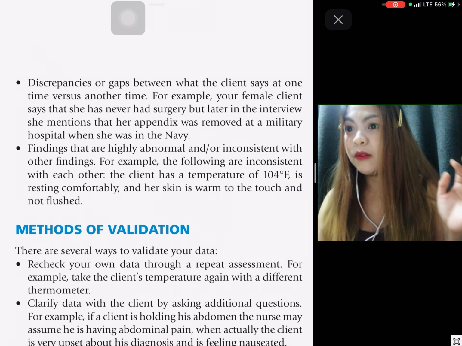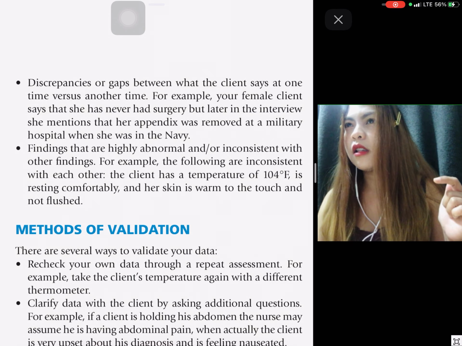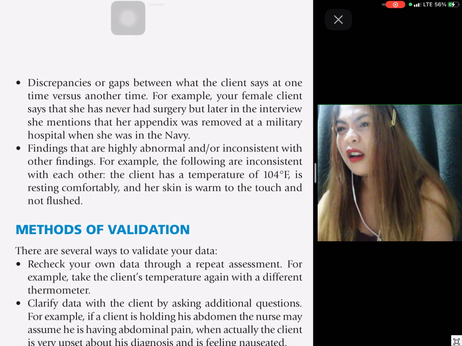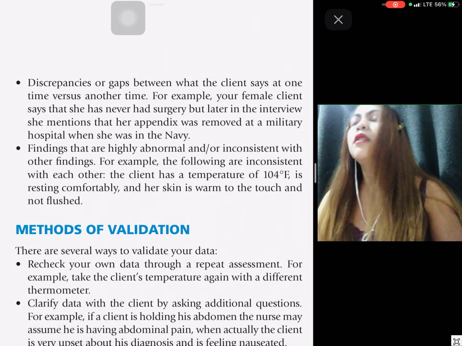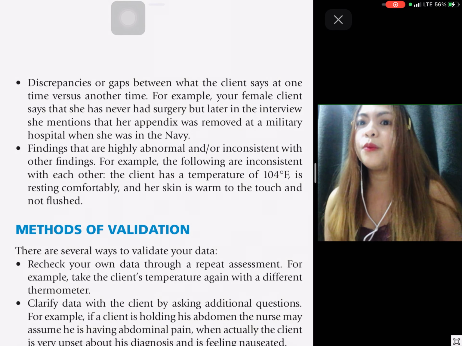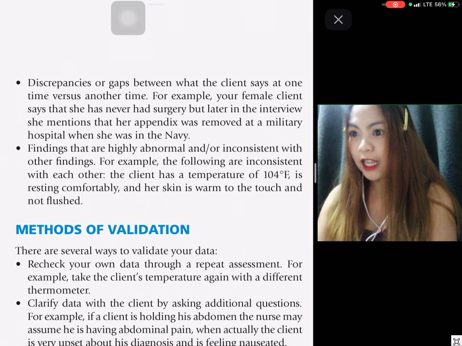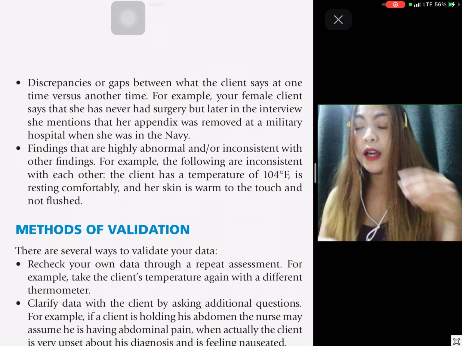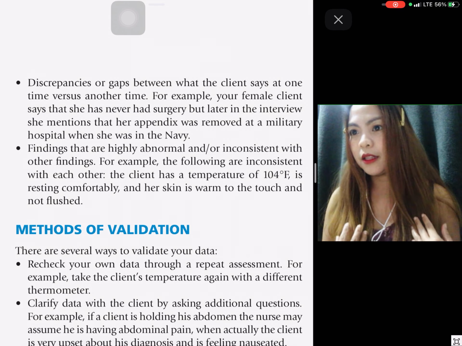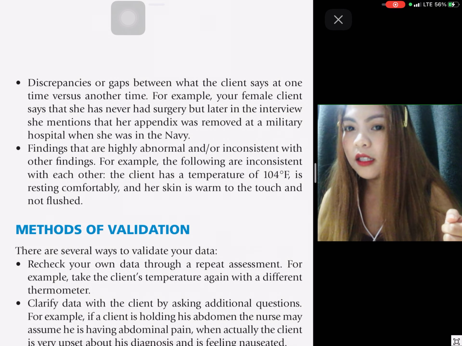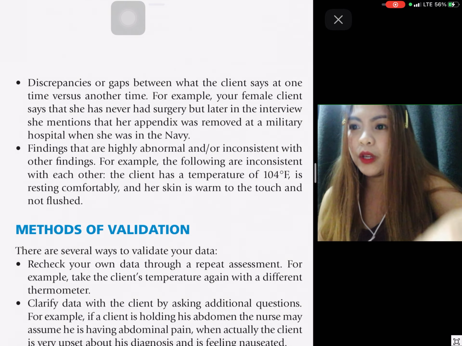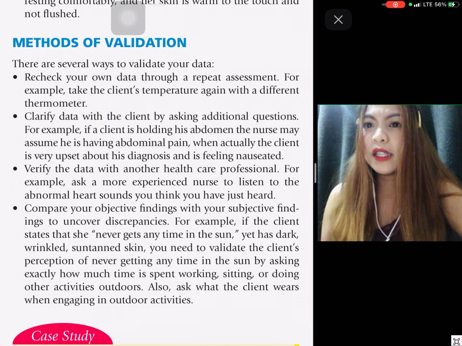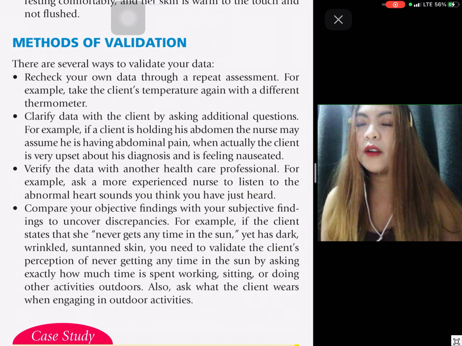Minsan din naman kasi, yung room ng pasyente sobrang init, kaya minsan nag-iiba din yung test ng temperature. Pero make sure na i-validate natin. Kaya nga tayo may validation ng data. Kailangan i-make sure natin na tama yung nakuha nating assessment, at saka yung data ng assessment. So, methods of validation. We have here a lot of methods of validation. There are several ways to validate your data. You have to recheck your own data through a repeat assessment.